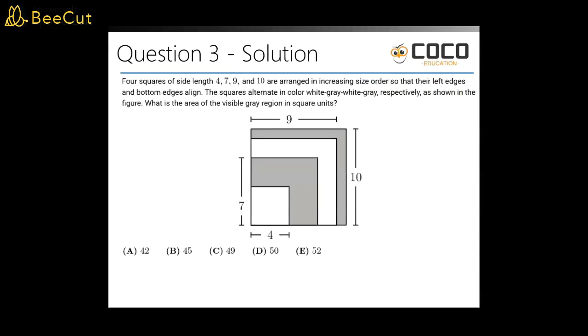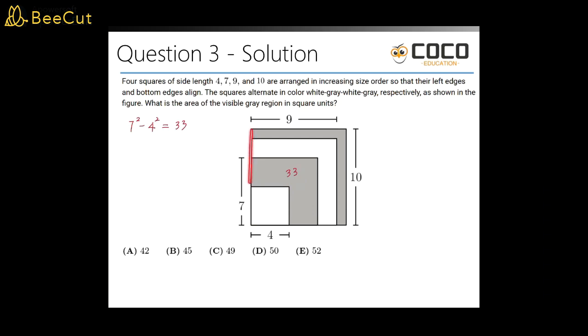Now question 3. So we can find the shaded area by finding the difference of the squares. First, we use this square. This is 7 times 7, minus the small square, which is 4 times 4. We find this part. 7 squared minus 4 squared equals 33.